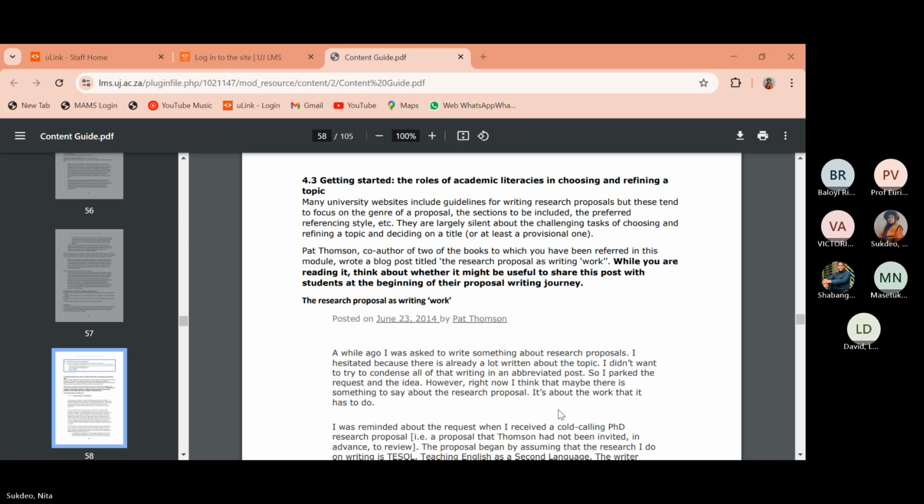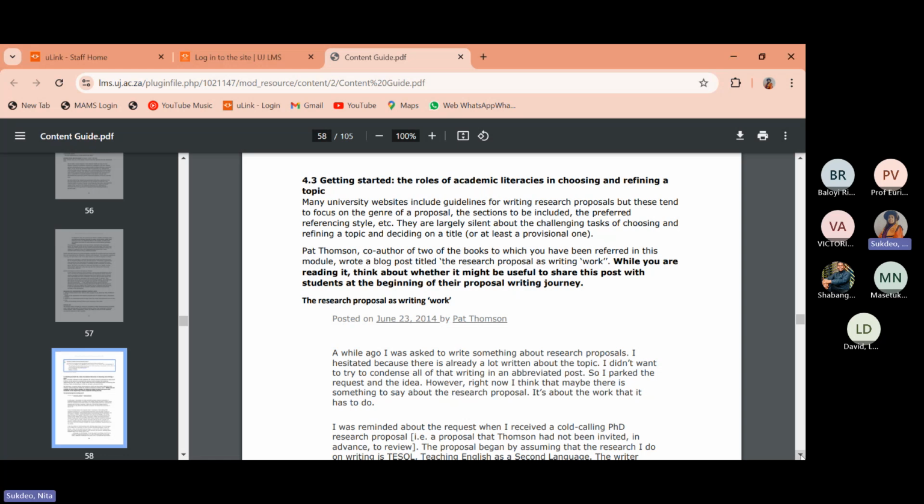So what we're going to go on to is, I mixed up my notes a bit here. We're on page 60. The writing of a research proposal and how you take your students through those steps.